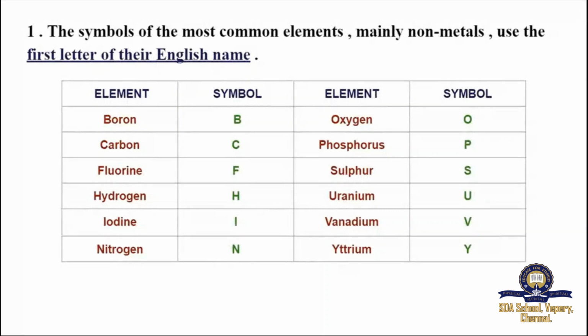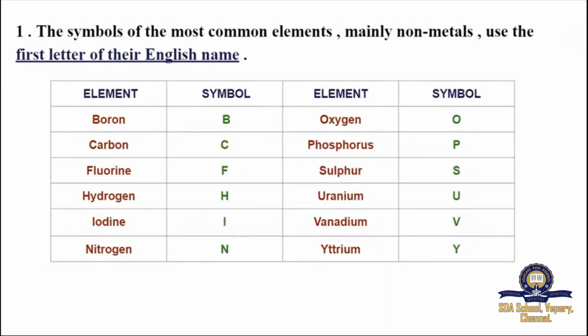For example, for the element boron, the symbol is B. For carbon, the symbol is C. For fluorine, the symbol is F. For hydrogen, the symbol is H. For iodine, the symbol is I. For nitrogen, the symbol is N. For oxygen, the symbol is O. For phosphorus, the symbol is P. For sulfur, the symbol is S. For uranium, the symbol is U. For vanadium, the symbol is V. For yttrium, the symbol is Y.